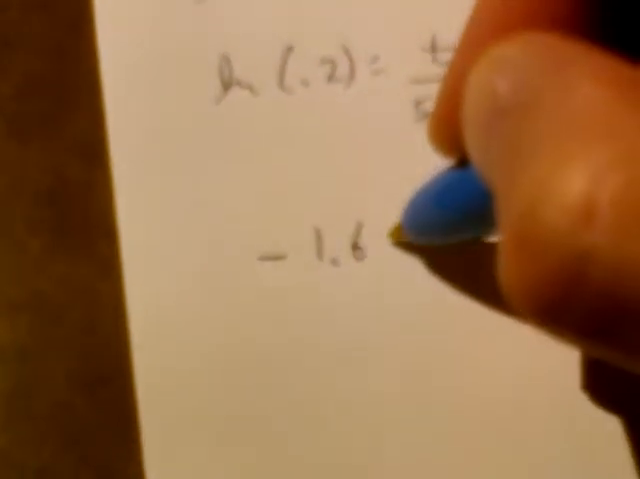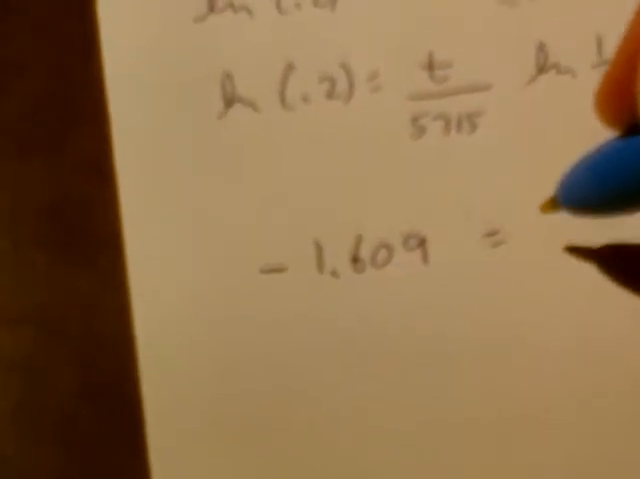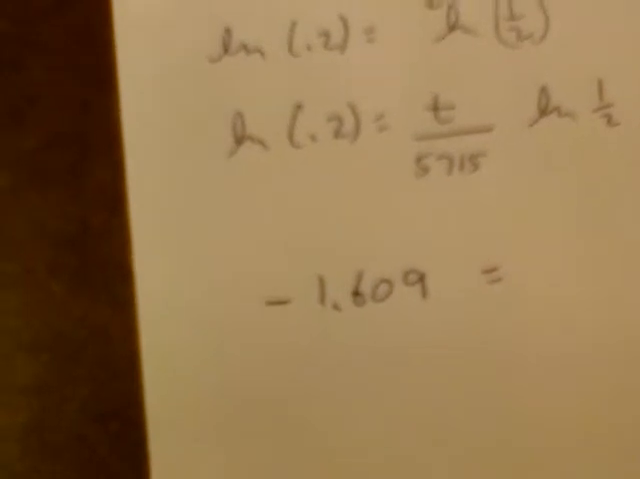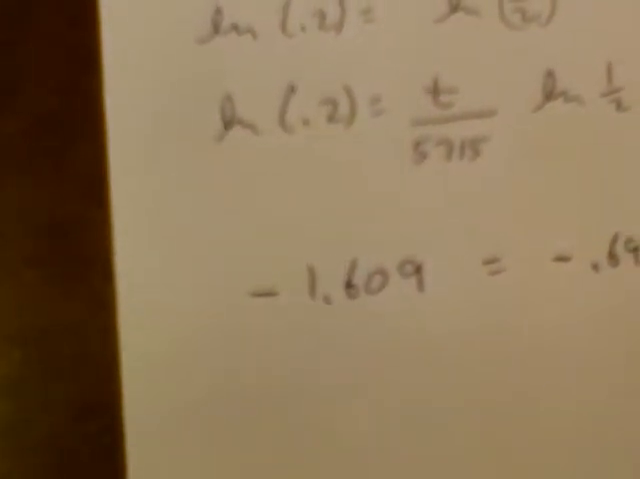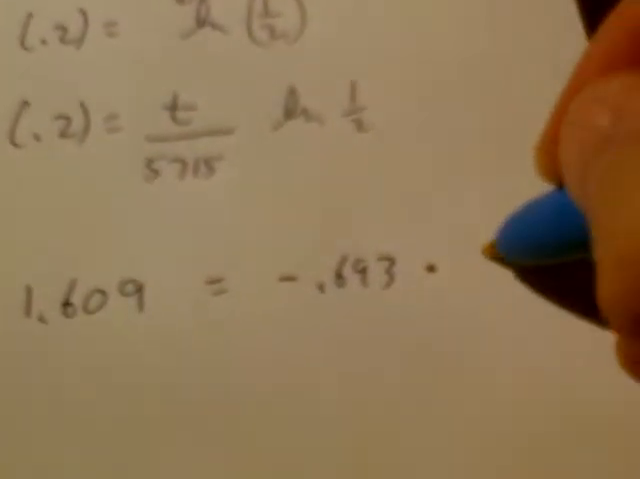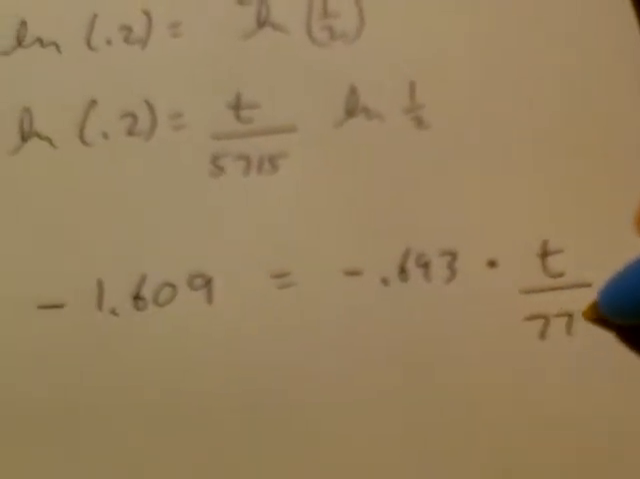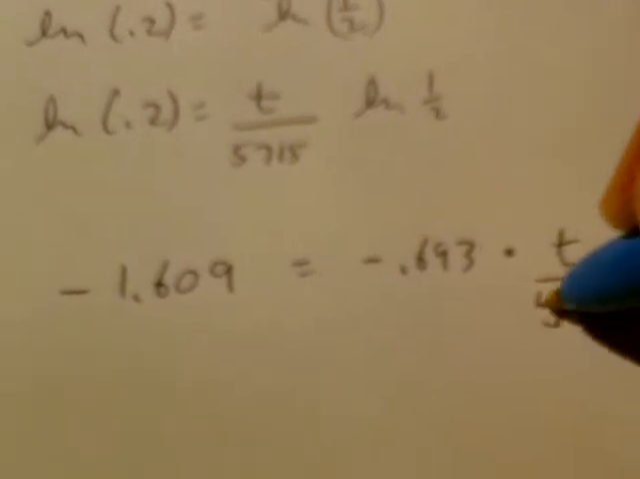So a little quick calculator work here. Natural log of 0.2 equals negative 1.609. Let's do the natural log of 1/2. Natural log of 0.5 equals negative 0.693, times t over 5715. That's supposed to be a 5 there.